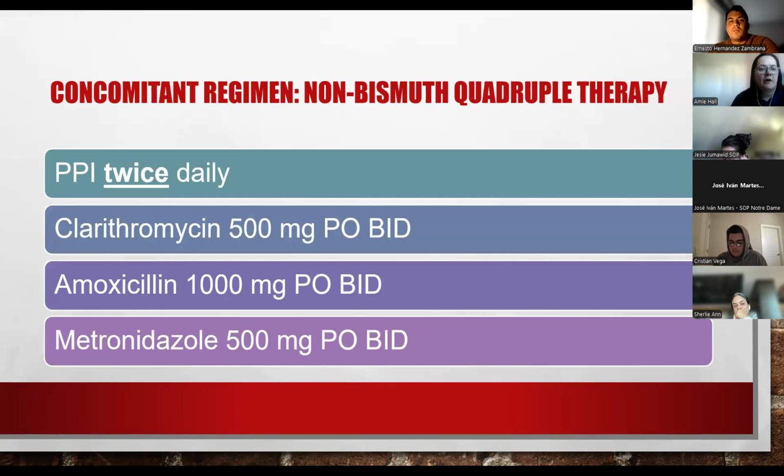All right, next we have the concomitant regimen. This is the non-bismuth quadruple therapy. So we have 4 agents, but again, they're all twice daily. So even though there's 4 pills to take, they're twice daily. So that could be helpful with adherence. Again, the PPI is twice daily, y'all. The PPI is twice daily.